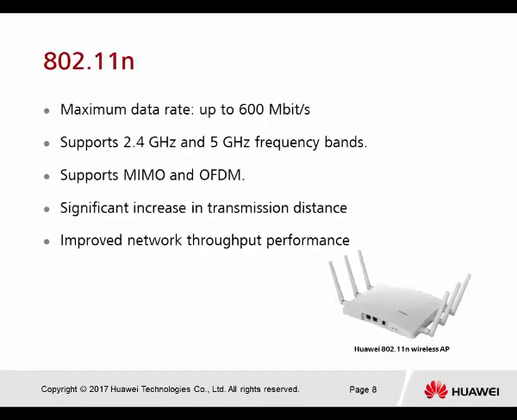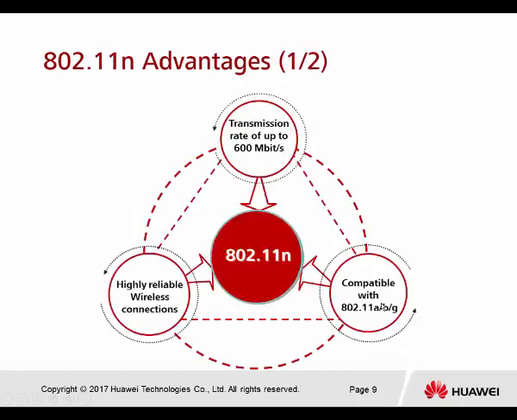802.11n. The maximum data rate is up to 600 megabit per second. This version can support both the 2.4 and the 5 GHz frequency bands. It supports MIMO and also OFDM, significantly increasing the transmission distance and improving the network throughput performance. Okay, so this is one of the example products. The advantage of 802.11n: the transmission rate can go up to 600 megabit per second compared with the other versions.